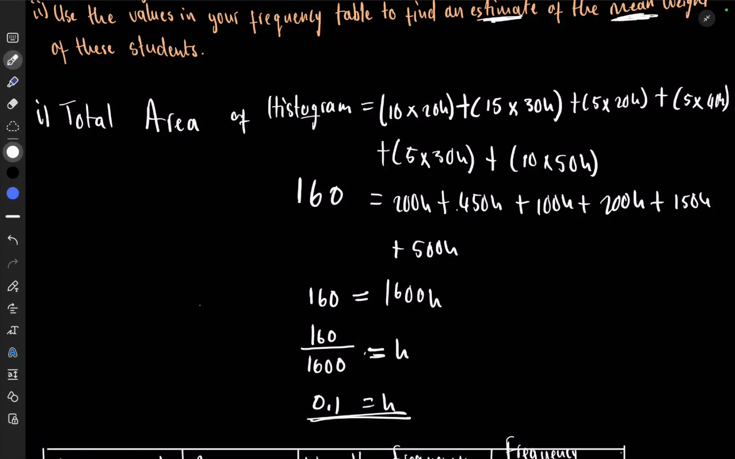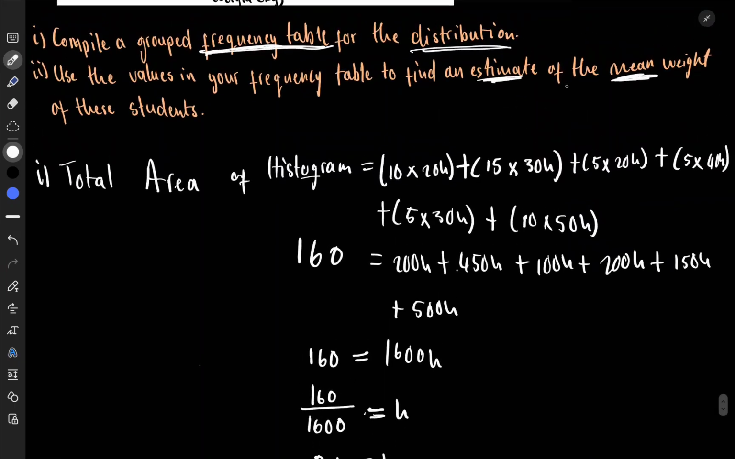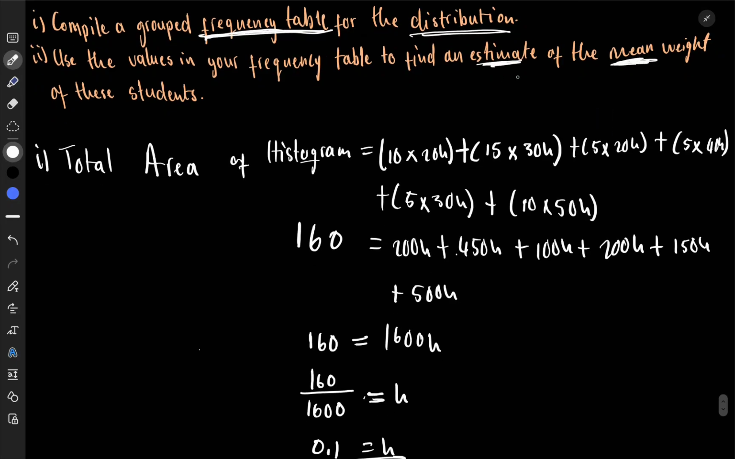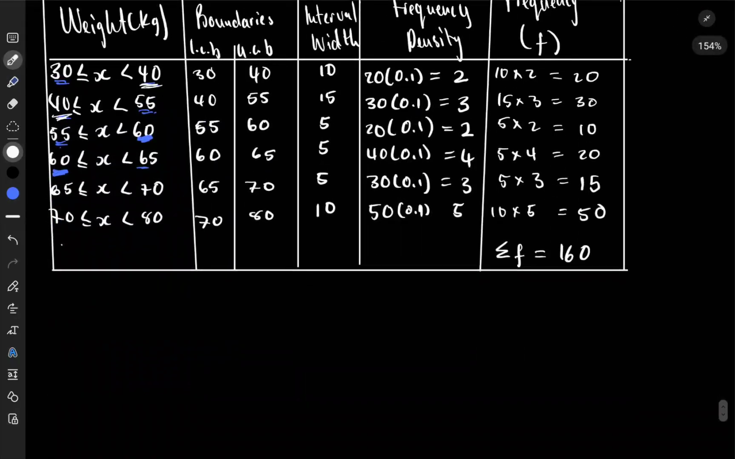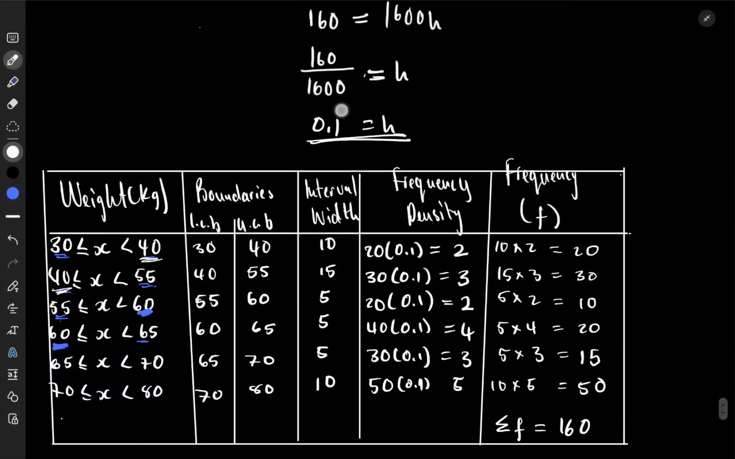Okay, so now we are doing part two, which is saying use the values in your frequency table to find an estimate of the mean. I've underlined those two important words, estimate of the mean. So we are trying to find the mean. That's what the question is asking, and it says we must use the values that are in the table. So now we are going to use these same values to find the mean.